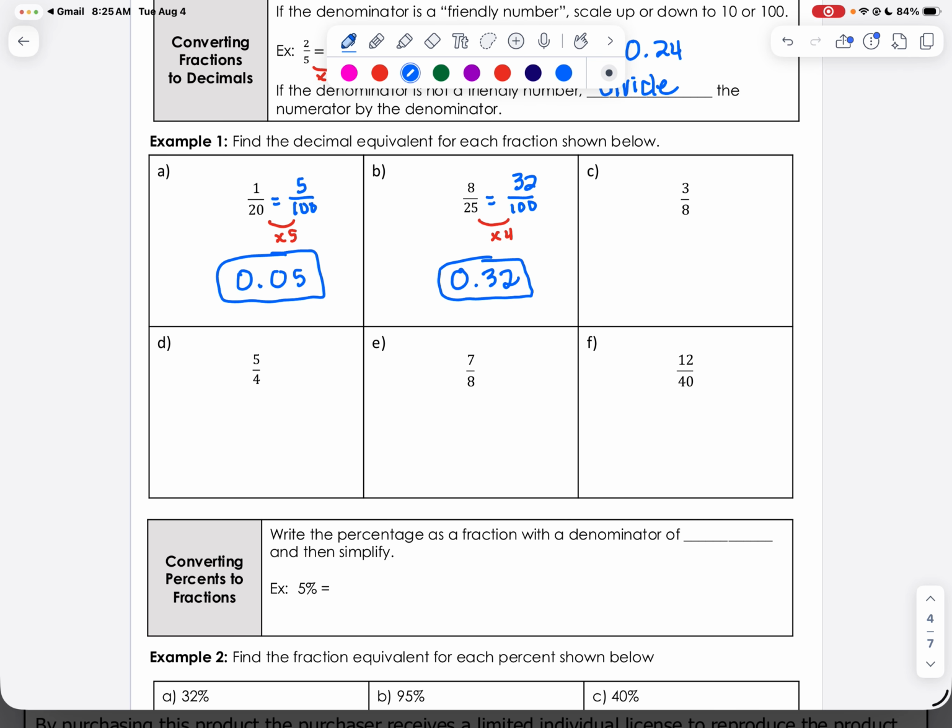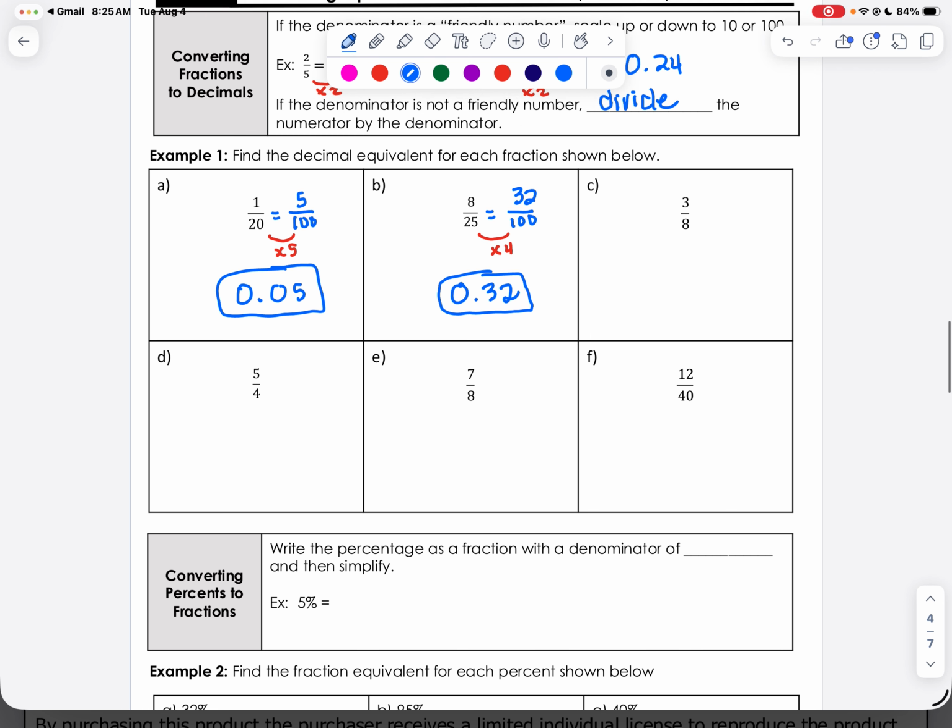Now, when I get to 3/8, I have a problem because 8 will not go into 10 evenly, and it will not go into 100 evenly. So this is where we use long division. And we're going to divide the numerator by the denominator. So 8 divided into 3. Now, obviously, 8 will not go into 3, so I'm going to add a couple of zeros, and I'll move my decimal point up.